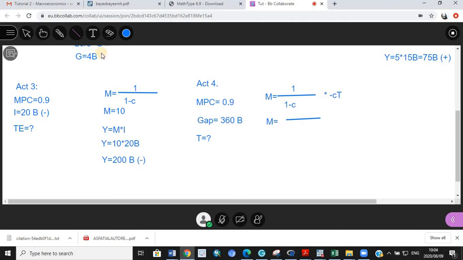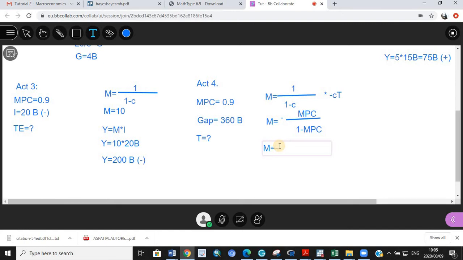Before the division line, this is going to be minus MPC, which is C, divided by 1 minus MPC, which is also C, or you can just denote this as MPS, the marginal propensity to save. This is the multiplier, multiplying T in this case.